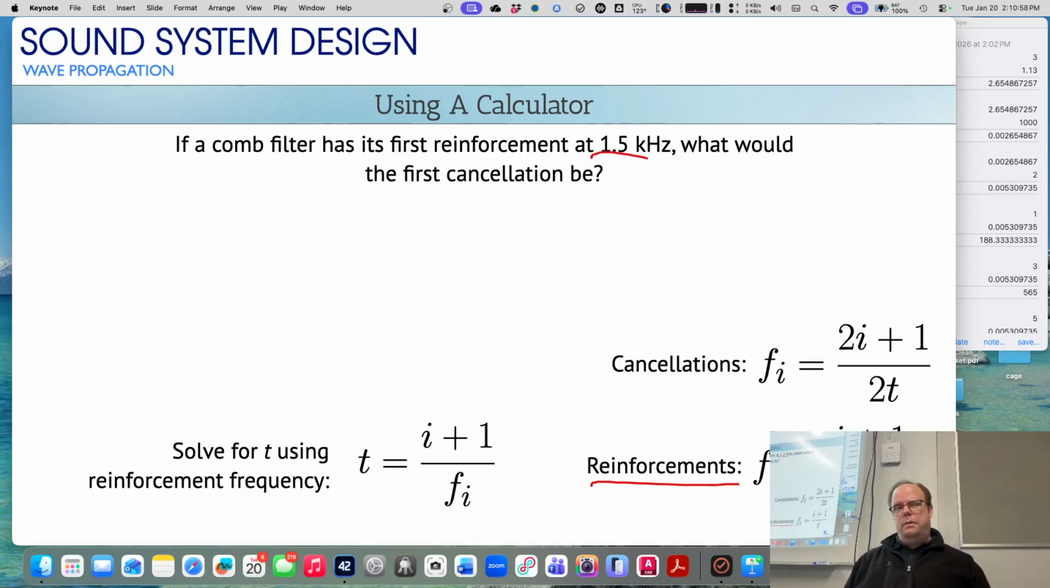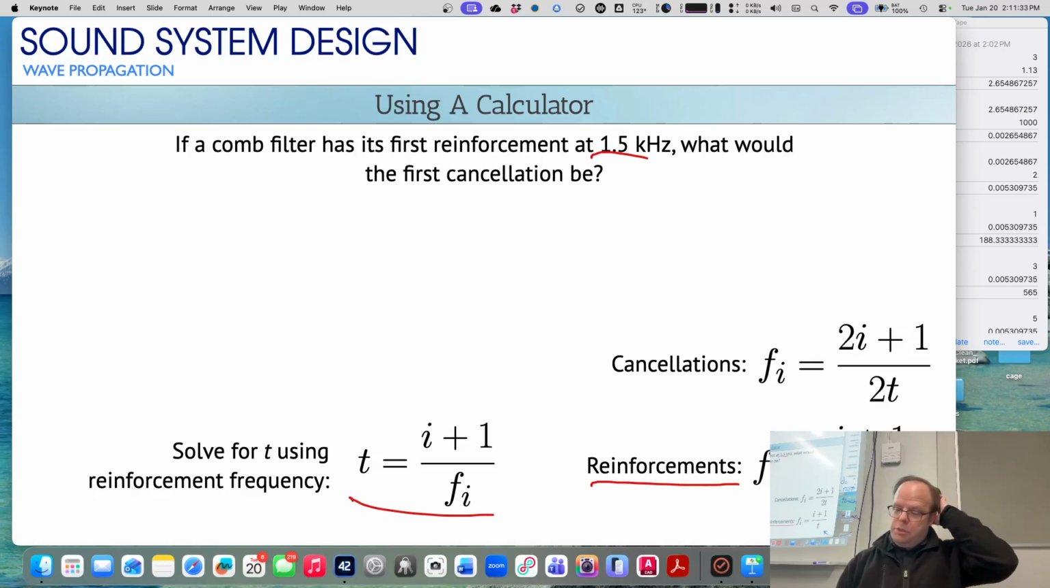Now, I'm not super great at algebra, but I have friends who are, and they tell me that solving this equation for t looks like this: t equals i plus 1 divided by f_i. It's just multiplying and dividing both sides by f on t. So the first thing we have to do is find t, using i plus 1 divided by frequency i.